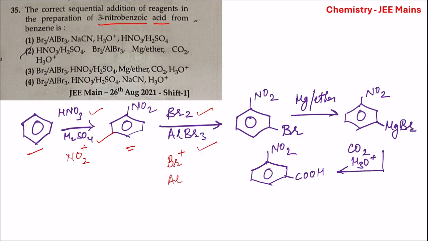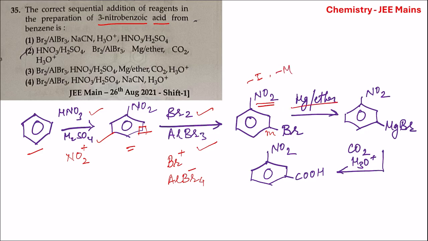and AlBr4 minus. This electrophile now attacks at the meta position of the nitrobenzene to form meta-bromo-nitrobenzene. This is because the NO2 group is a meta directing group and it is also a ring deactivating group. It has both -I and -M effect.